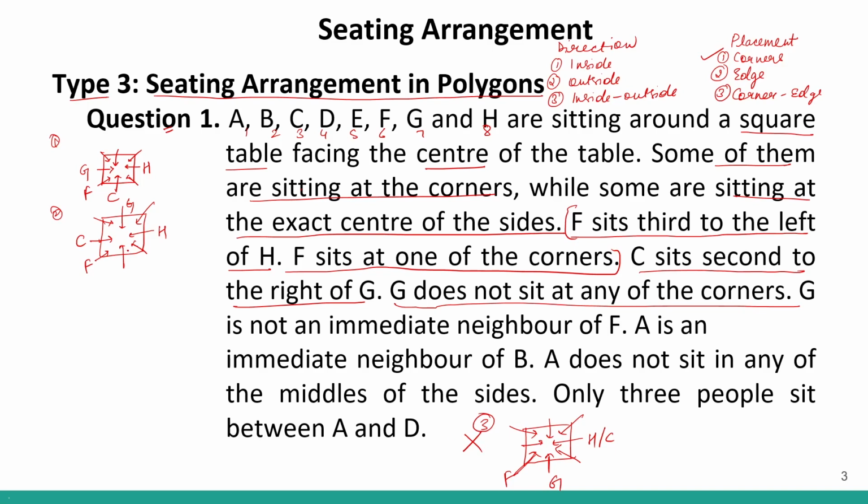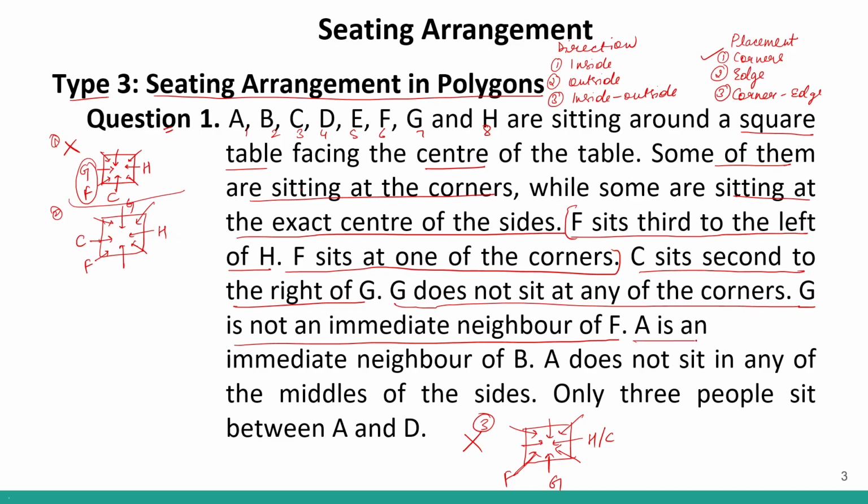Clear? Now, G is not an immediate neighbor of F. It is given to us that G is not an immediate neighbor of F. That means this possibility is also eliminated because over here we have G as the neighbor of F. So we will keep continuing with this particular possibility, that is 2.